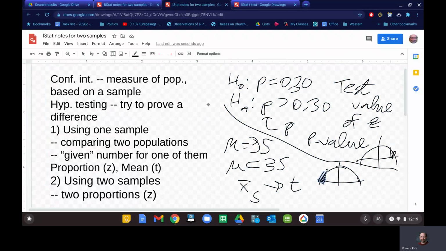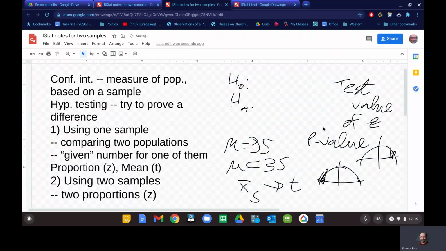But then we have another situation. And this last situation that we have is now where we're going to be not using just one sample, but we're actually going to be using two samples. So we're using two proportions. We have two different proportions that we want to use for this. So now it's not that we have just a number up here, we're going to have two different proportions. Now, I'm going to show you how this works.